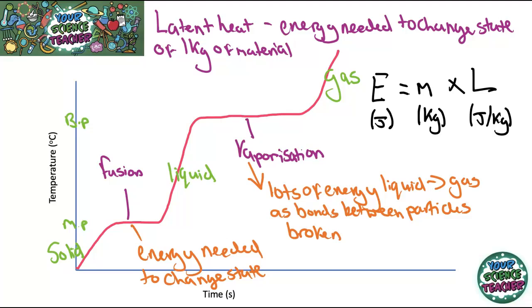And a lot of the time it asks for definitions of latent heat of vaporization or latent heat of fusion. If it was asking for latent heat of fusion, what you would say is the energy needed to change the state of 1 kilogram of material from a solid to a liquid. And for vaporization, you'd say energy needed to change state of 1 kilogram of material from a liquid to a gas.